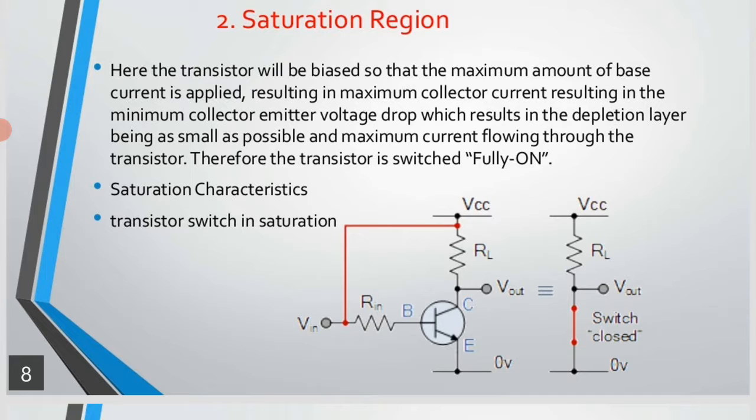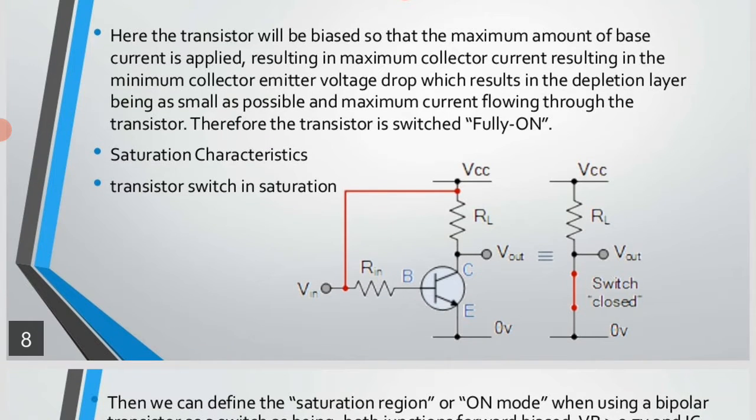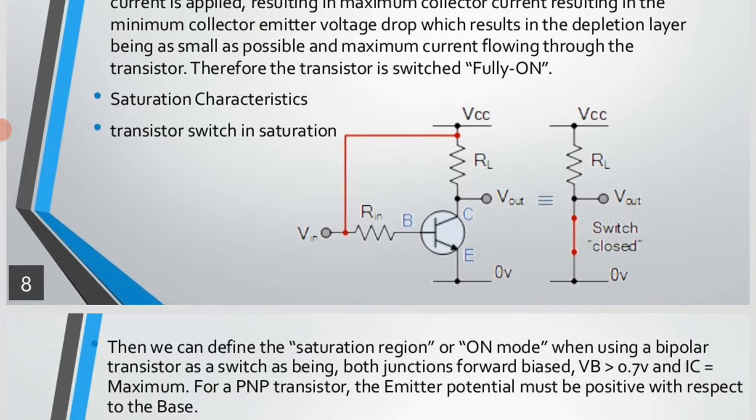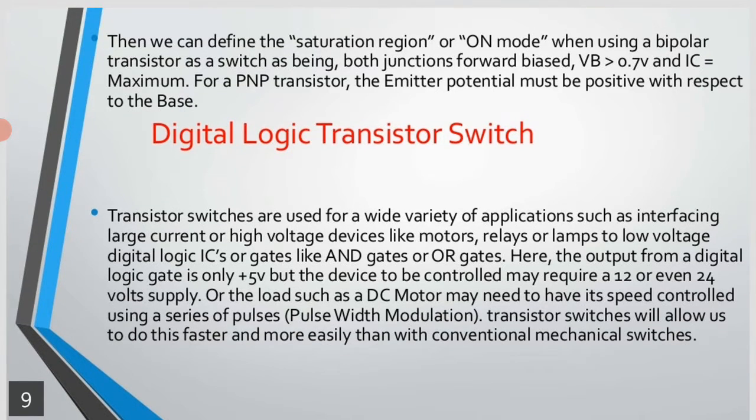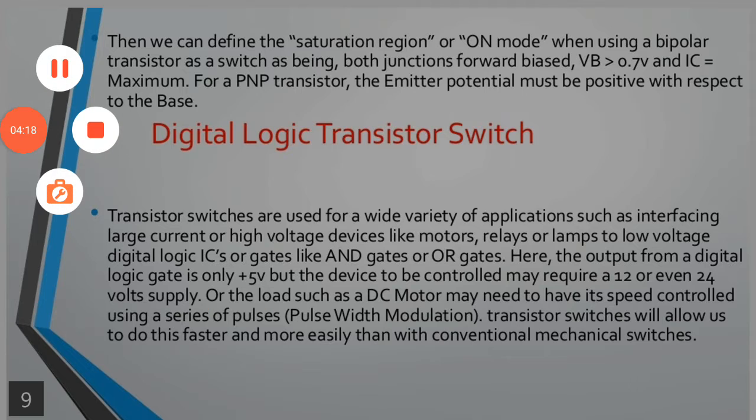Saturation characteristics: transistor switch is in saturation region. There are three terminals: collector, base, emitter, with RC, RL, Rin, and the emitter is connected to the ground. The switch acts as a closed switch. Then we can define the saturation region or on mode, when using a bipolar transistor as a switch, as both junctions being forward biased, VB is greater than 0.7 volt and IC maximum. For a PNP transistor, the emitter potential must be positive with respect to the base.